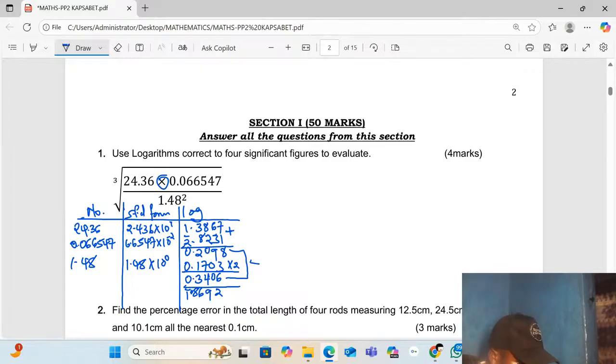Now remember we have this cube root. To do away with the cube root, we simply multiply by a third, or we simply divide our answer by 3. So when we divide by 3, that is a negative. Let me show you how we are going to handle that. We have number, standard form, then log.